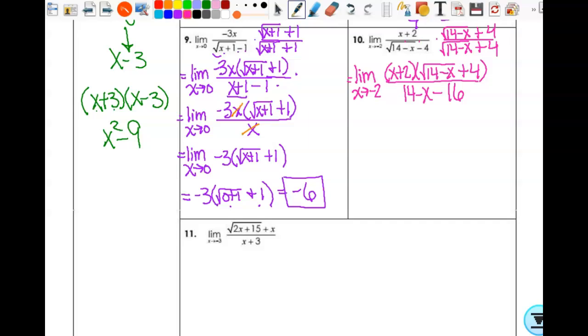So I'm going to clean up that denominator. This is going to give me the limit as x approaches negative 2 of, numerator, I have to rewrite it every time, square root of 14 minus x plus 4. So in that denominator, it's going to give me negative x minus 2.